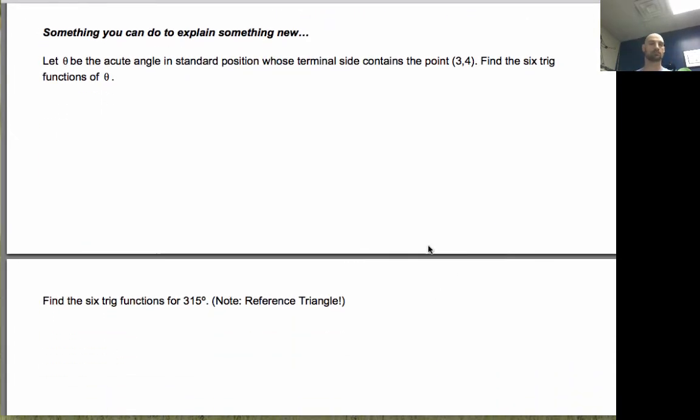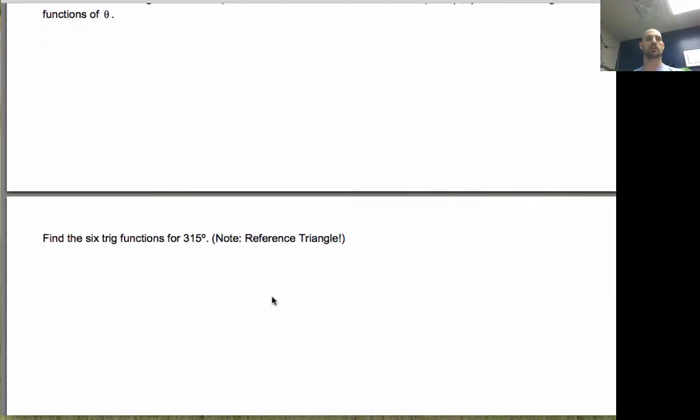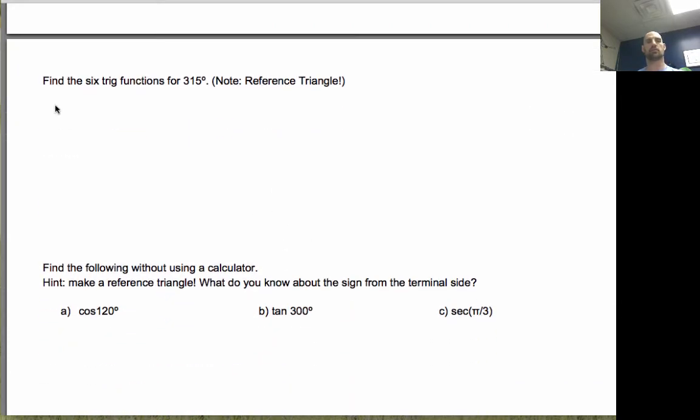Now, we've done this a couple of times. We can put things in standard position. I want to look at something that is going to help us translate into talking about the unit circle. Let's look at the 6 trig functions for 315 degrees. This may not seem like the same question to you.